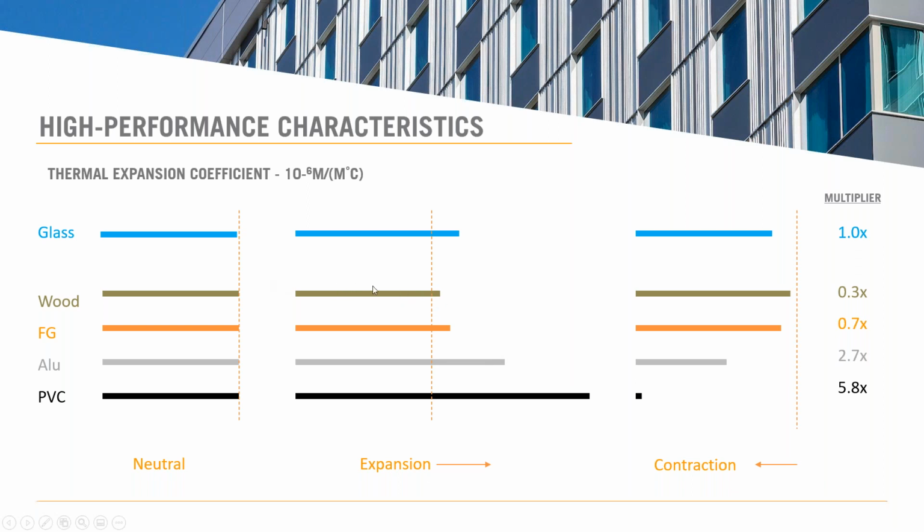Another comment here, just to note, you see wood and fiberglass are very similar in terms of temperature, but another thing affecting wood is humidity. Wood changes dramatically, depending on the type, based on the relative humidity of the air. So just a note there.